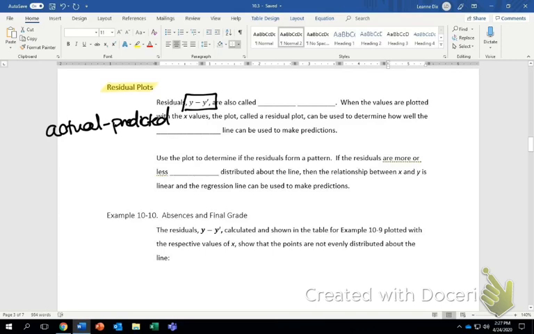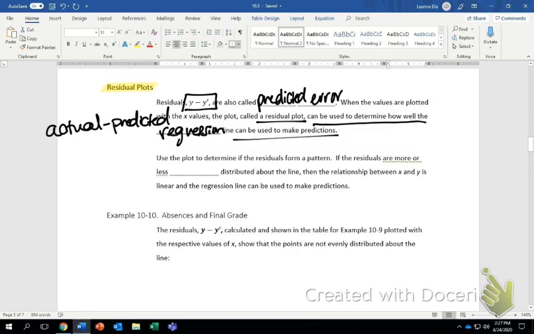Minus the predicted. That's super important. Sometimes this is called a predicted error. And when the values are plotted with the x values, it's called a residual plot. And we'll show you what a residual plot is in a second. It can be used to determine how well the regression line can be used to make predictions, okay?